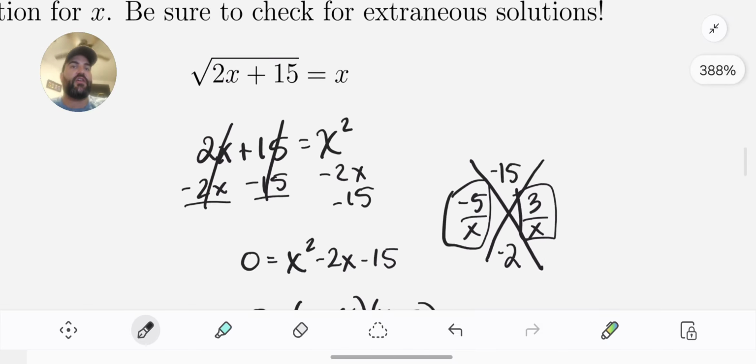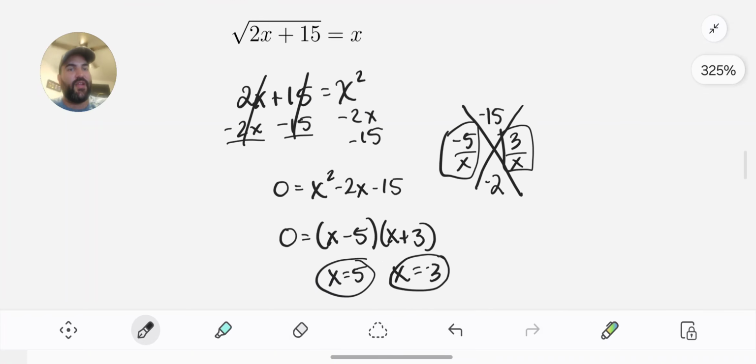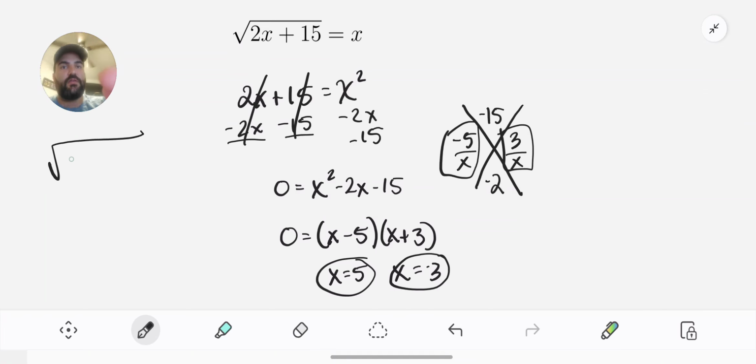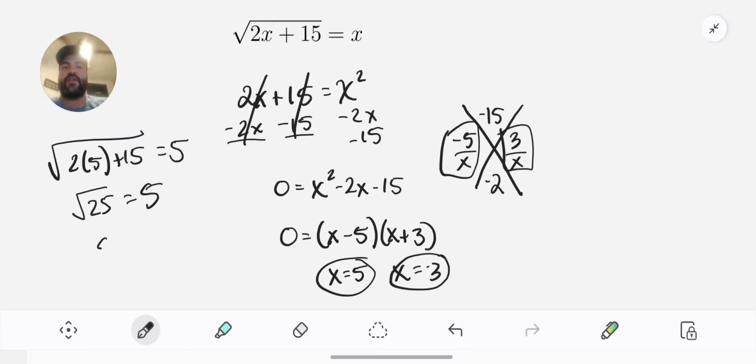So we're going to plug in our answers, okay? So I'm going to plug in my x equals 5. We'll do it over here. Square root of 2 times 5 plus 15 equals 5. I'm going to do some mental math. 2 times 5 is 10, plus 15 is 25. Square root of 25 is 5. They equal. Check mark. That's a good answer.